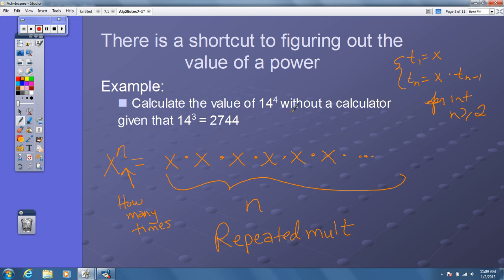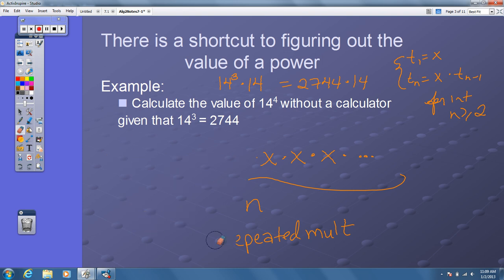Now this is a helpful definition whenever you look at this situation. Calculate the value of 14 to the fourth without a calculator, given that 14 to the third is 2744. What that tells us is 14 to the fourth is really the term before it, 14 to the third, times 14 again. So if I take 2744 times 14, I will get 14 to the fourth. Now it says to do it without your calculator. Truthfully, I would have reached for my calculator, but we're going to do a little old school multiplication review. This will take you back to your elementary days.